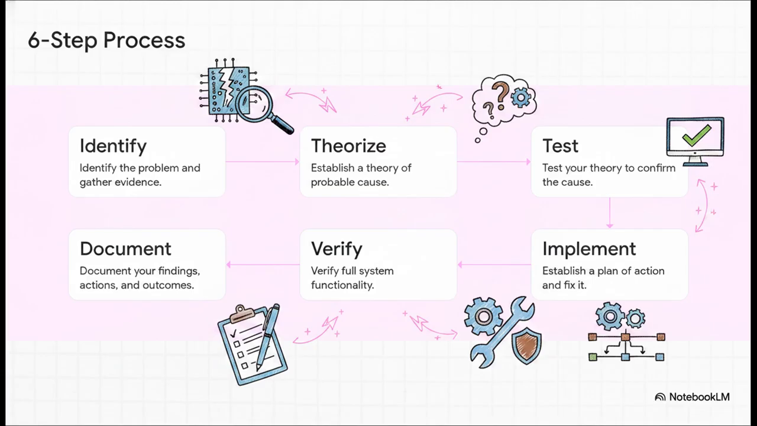After that, establish a plan of action and implement your fix. Step 5, verify full system functionality. Make sure you didn't break anything else. And finally, document your findings, actions, and outcomes. It's a fantastic reminder not to jump straight to a dramatic solution without following the official protocol.